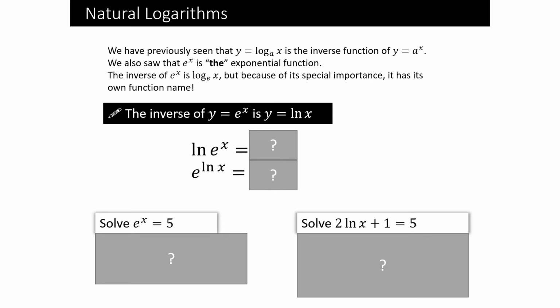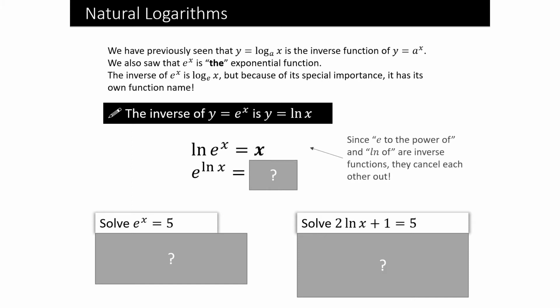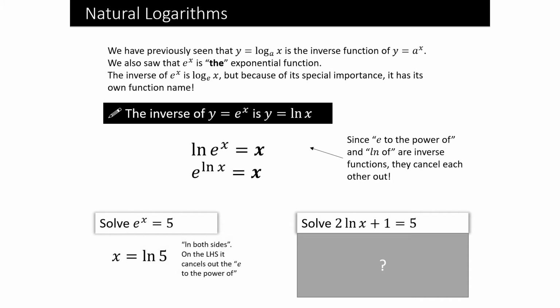Okay, so natural logs. The inverse of y equals e to the x is y equals ln x. So if we take ln of e to the x, it will be just x. If you take e to the ln x, it will be just x. Okay, so here it says solve e to the power of x equals 5. If you just take ln on both sides, ln and e will cancel out, so it leaves you x equals ln 5 on the right hand side.